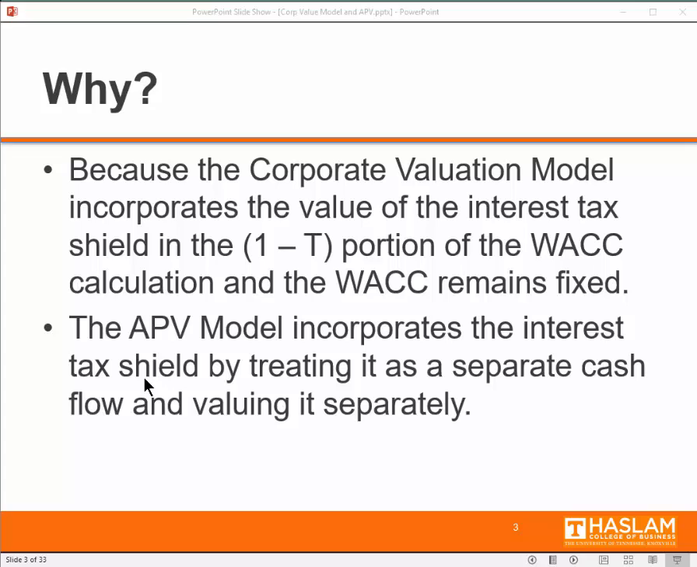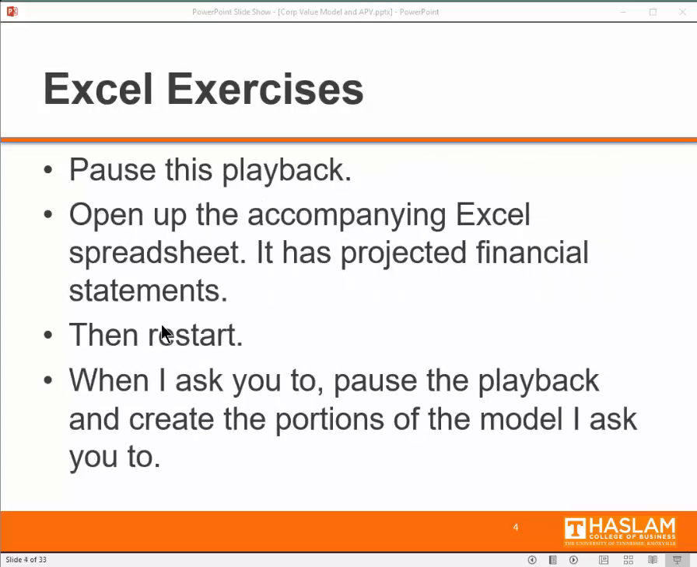In the APV model, however, what we do is we incorporate the tax shield by calculating it explicitly and discounting it separately from the free cash flows. So we have two pieces in the APV model. We have present value of free cash flows and we have present values of tax shields. And doing it this way allows us to have very general relationships between tax shields and free cash flows, and they don't have to be fixed through the weight on equity and the weight on debt.